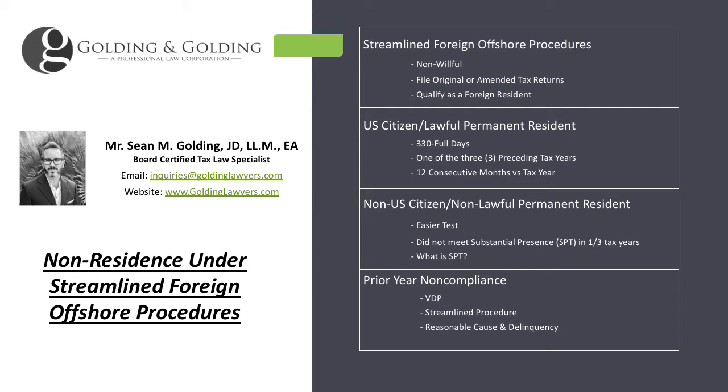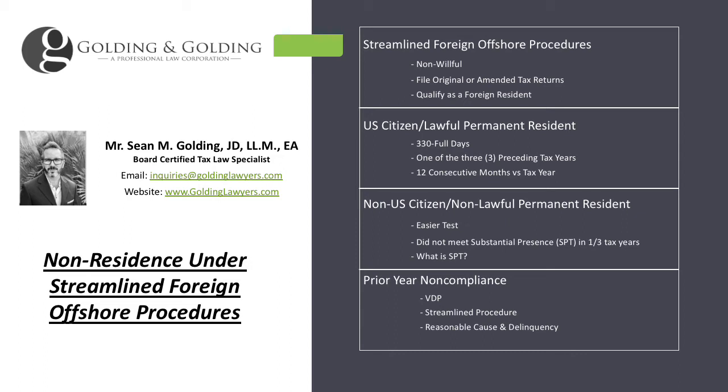Well, it's broken down into two separate categories. Either you're a U.S. citizen or lawful permanent resident, or you're not, and the tests are different. So if you're a U.S. citizen or lawful permanent resident, you essentially have to show that you were out of the U.S. for 330 full days in any one of the last 3 tax years in which the time to file, including extensions, has already expired.